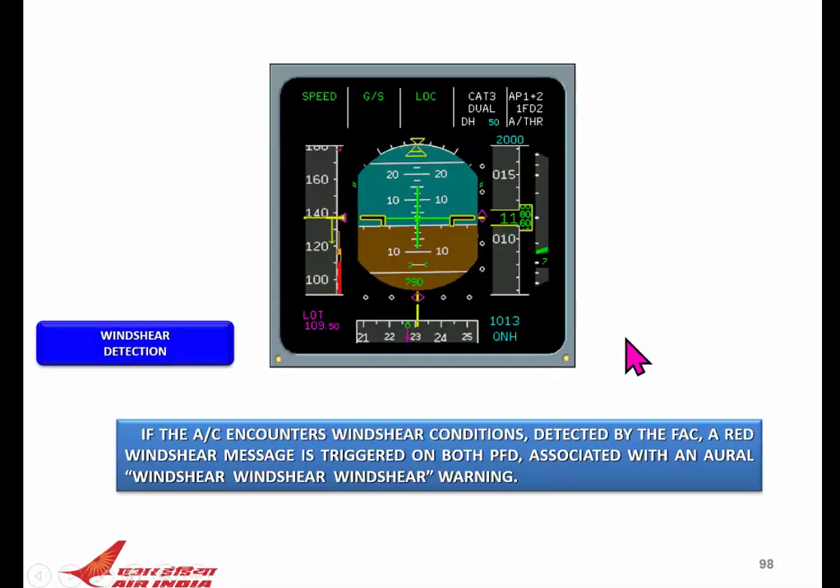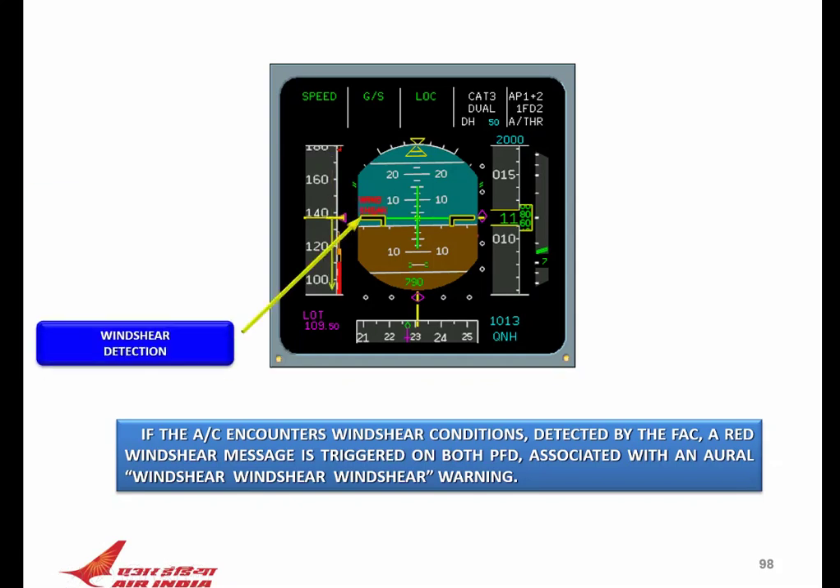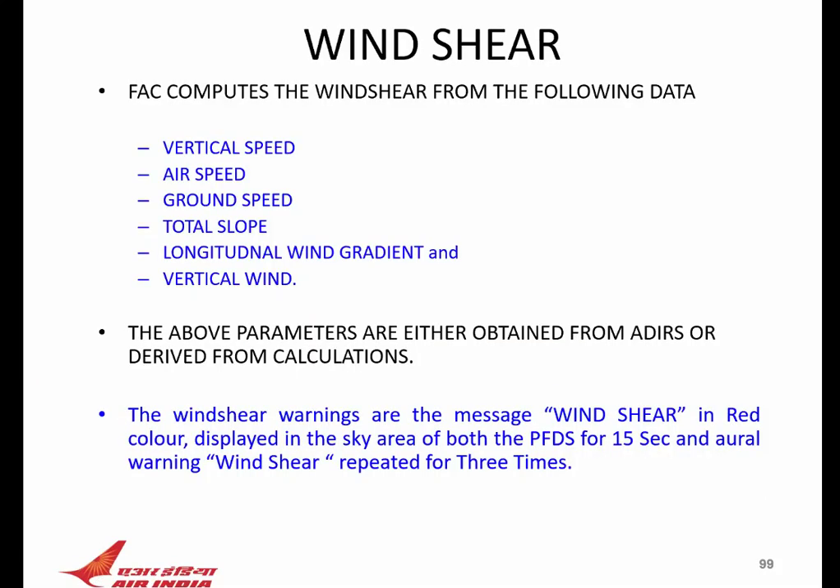Okay. How will the pilot come to know of wind shear? There are two ways the pilot will get the alarm for the wind shear. First alarm, the synthetic sound will come as wind shear, wind shear, wind shear. That is a synthetic sound. 3 times it will come from the cockpit loudspeaker. And on the PFD, you will see the red color wind shear message. I'll show it again. Wind shear, wind shear, wind shear. Right. So this is how the pilot will come to know.